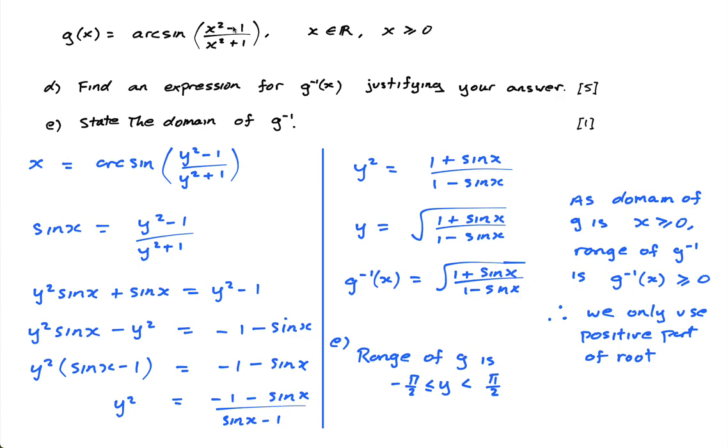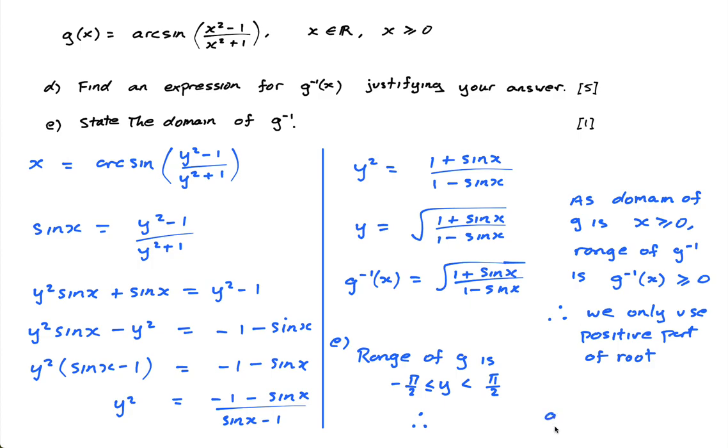And this can be negative 1 because x is 0. If x is 0, we're left with arcsine negative 1, which is negative pi over 2. But this actually can't end up being 1, because even if you put in a million, because of this minus 1, you don't quite get to 1. That's why it doesn't quite get to pi over 2. Okay, so that's the range of g, but it hasn't asked for the range of g, it's asked for the domain of g minus 1. It's only worth 1 mark.